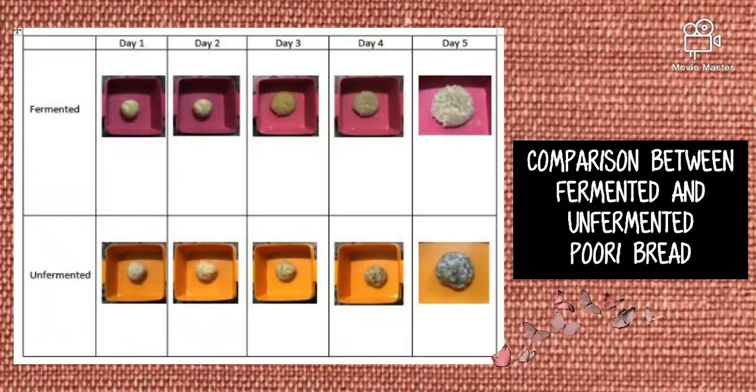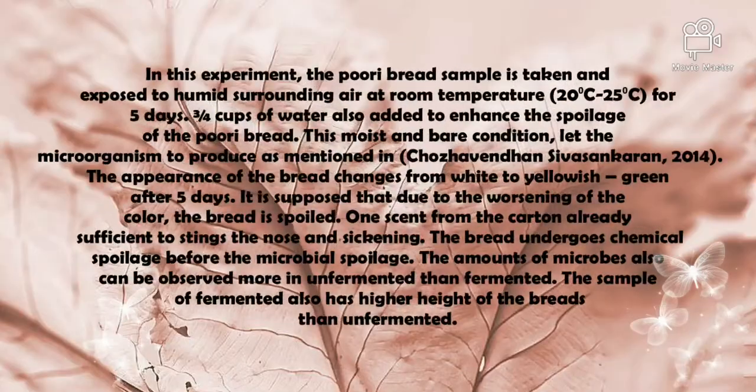This is the comparison between fermented and unfermented Poori bread. In this experiment, the Poori bread sample is taken and exposed to humid surrounding air at room temperature for 5 days. 3/4 cups of water is also added to enhance the spoilage of the Poori bread. This moist and bare condition led the microorganisms to produce growth. The appearance of the bread changes from white to yellowish green after 5 days. It is supposed that due to the worsening of the color, the bread is spoiled.